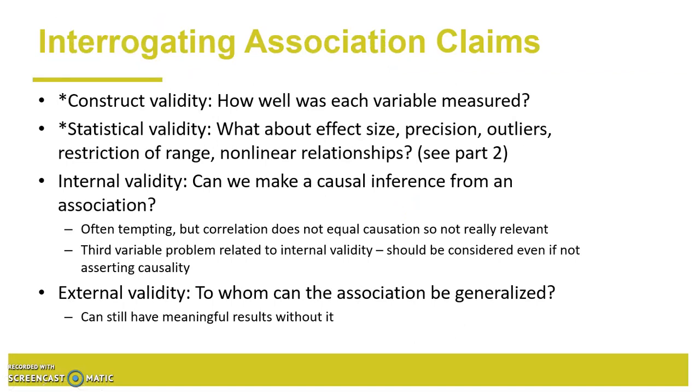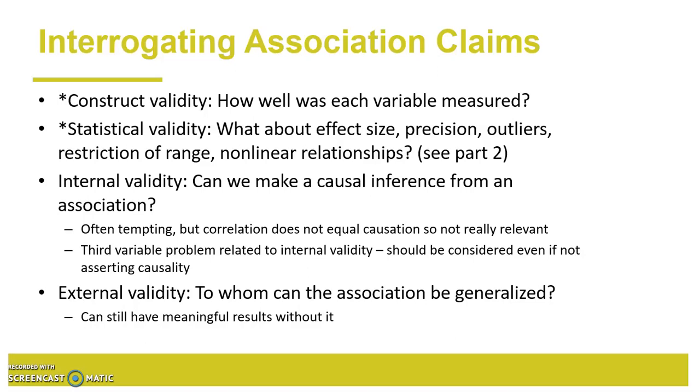We'll go through the four big validities here. The two most important ones for association claims like this are construct validity and statistical validity. So I'll unpack those more. Internal validity, we shouldn't be making causal claims from correlational research. It's often tempting, but correlation does not equal causation.